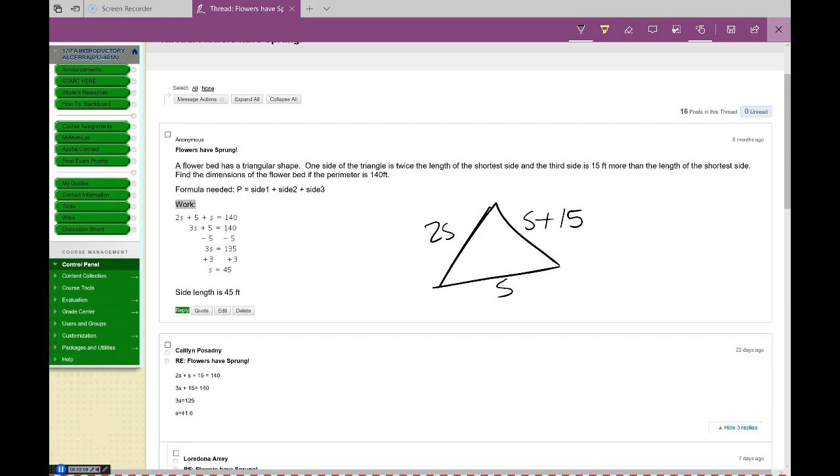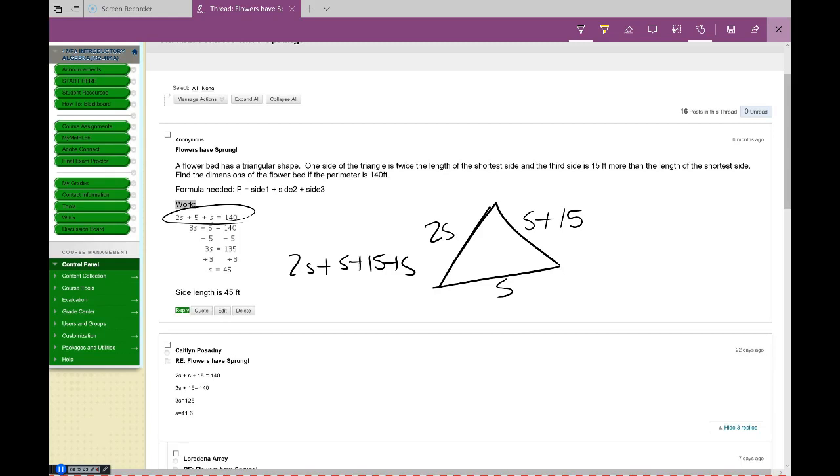So in this problem, I forgot to take into account, did I do that right? So it's twice the length. Third is 15 more than the length of the shortest. Yeah, so I didn't do this expression correctly. So it should be 2s plus s plus 15 plus s. And then that would equal the 140. Okay, so that was the error there.